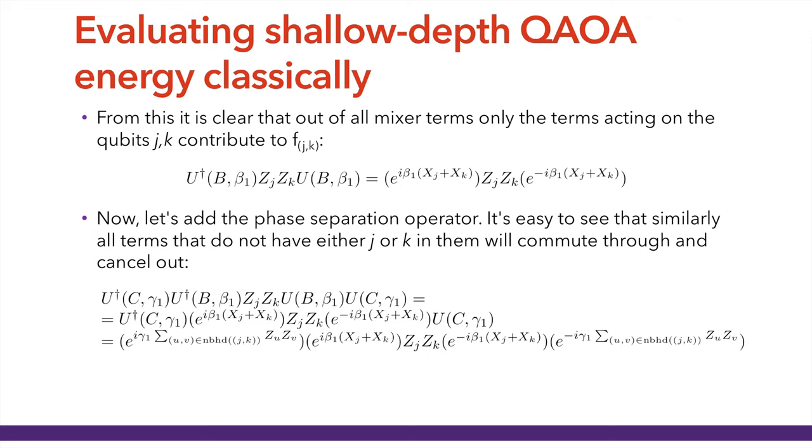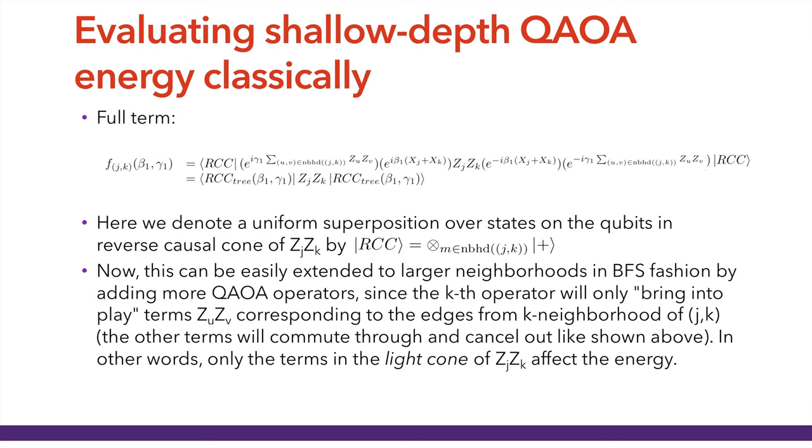Now, similarly, we can show that all terms in our phase separating Hamiltonian, or the exponent of minus i C gamma, similarly commute through, except when either one of the Z terms touches either qubit J or qubit K. And so for P equals 1, we are only dependent on the terms that are in the neighborhood of J, K. That is, there's edges that are touching the edge J, K in the Max Cut example.